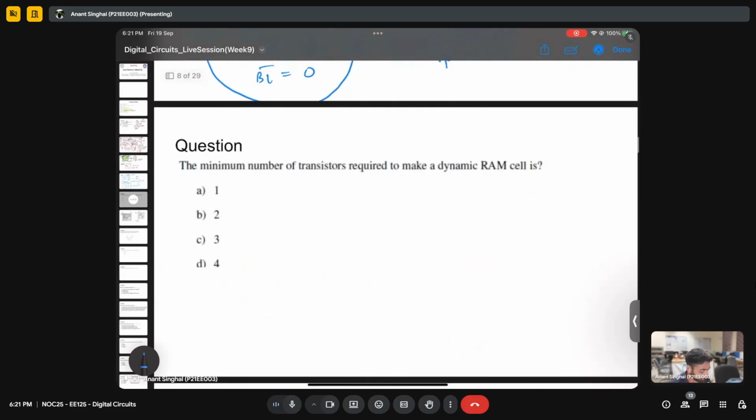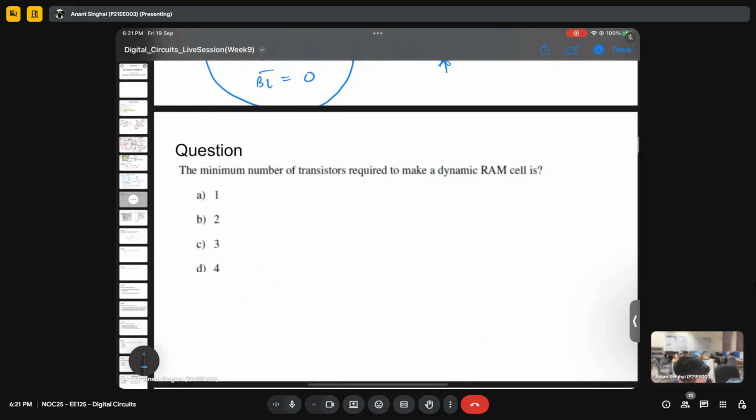Now the next problem will be based upon the different types of memory. As I said, we have two types of RAM. One is static and one is dynamic RAM, which is also known as DRAM. Anyone with this answer?